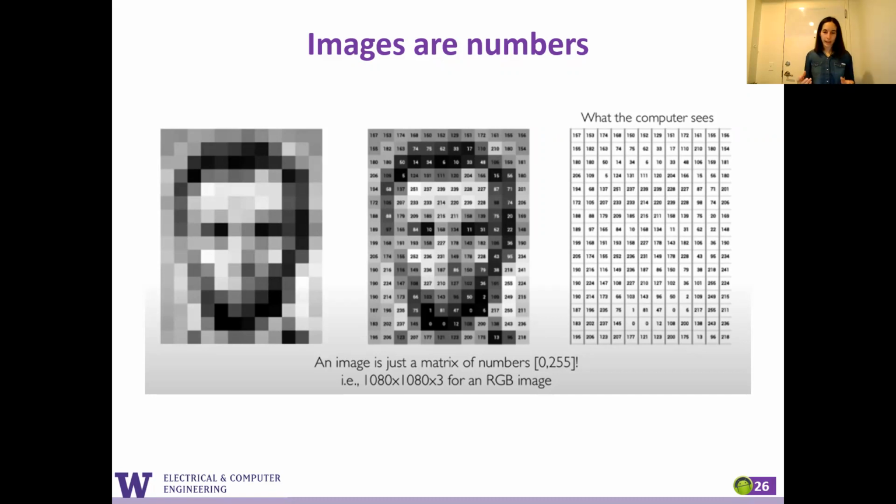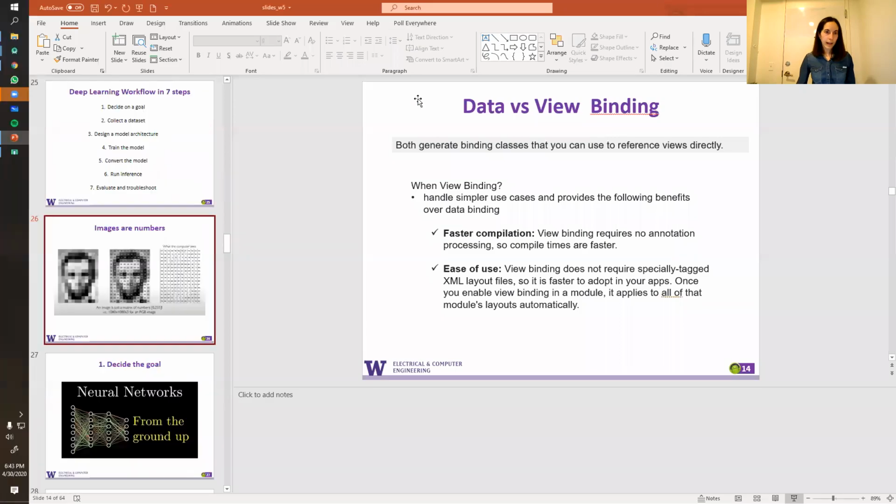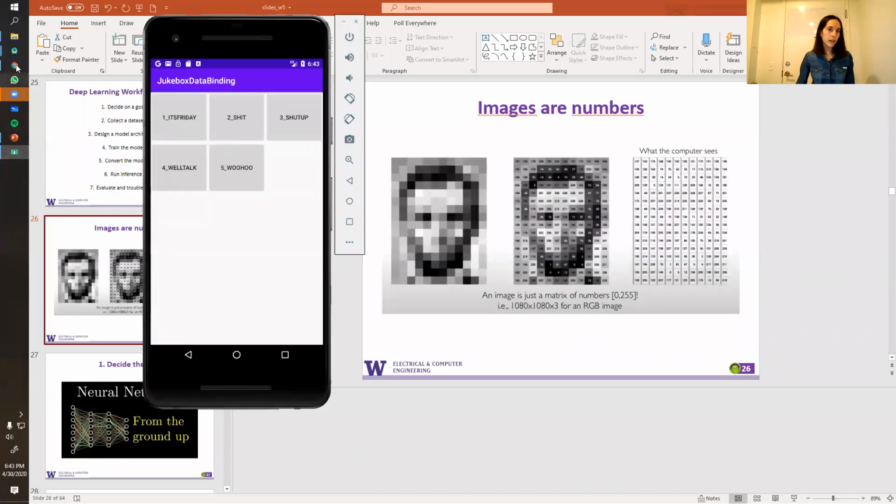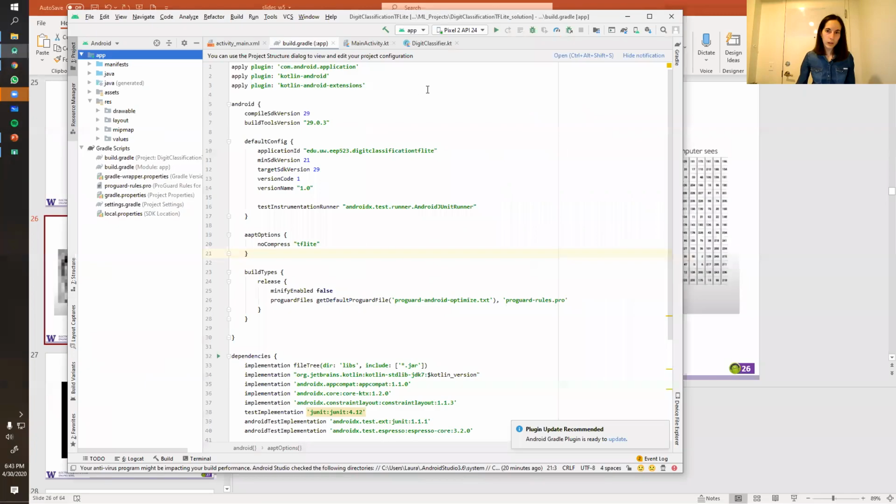But you already realized this in the last assignment: images are numbers, they're just pixels. And a pixel is a number between 0 and, in this case, 255. And then the input to our digit recognition model would be this whole vector of all the values of the pixels. I have the app here. We can run it.